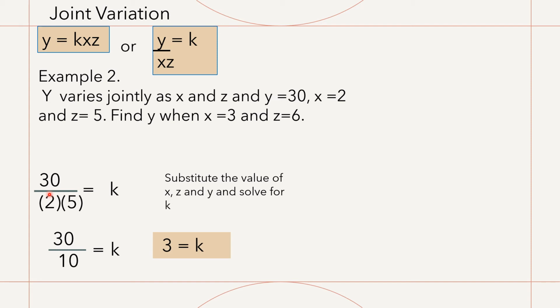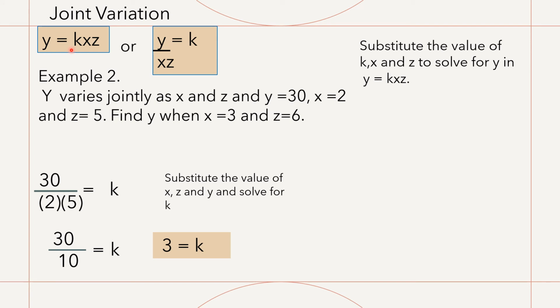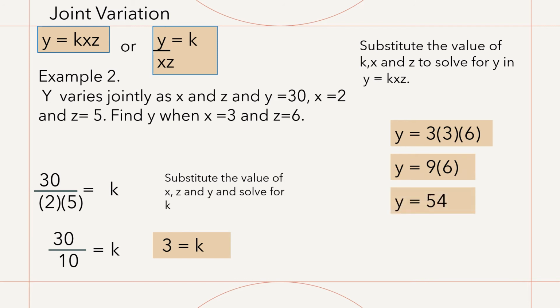Now, may value ng k ka na. Isa-substitute na natin yung value ng k dito sa equation na y is equal to k times x times z. So y is equal to 3, and yung second set ng given, x is 3 and z is 6. So y is equal to 3 times 3, 9, times 6, that is equal to 54. That's the value of y.